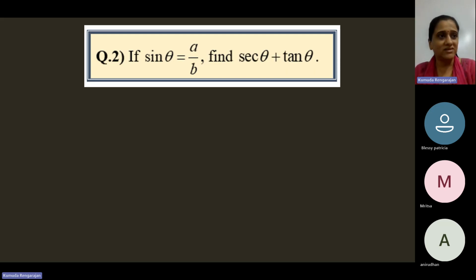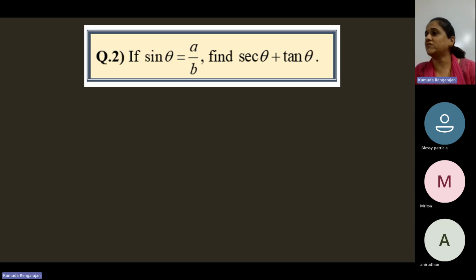Because sine theta is a by b, opposite is a, hypotenuse is b. So the adjacent side you can find using Pythagoras theorem, and you will get an expression. So now you know all the 3 sides. You have numbers or you have expressions. You have something for all the 3 sides of the triangle.